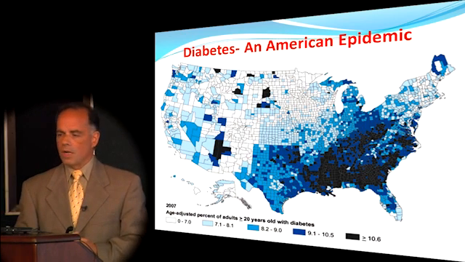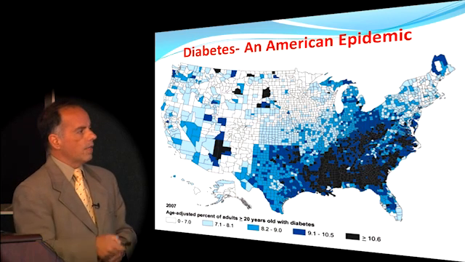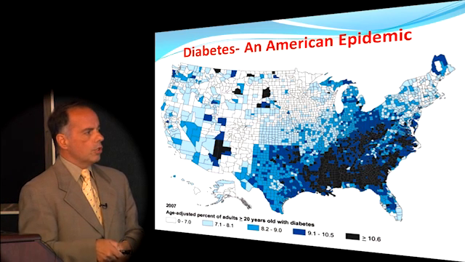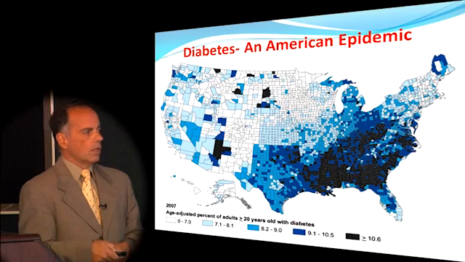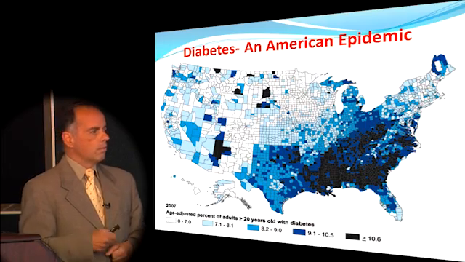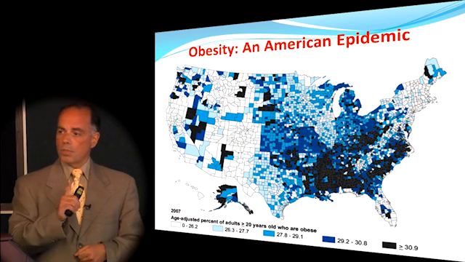I think diabetes is an American epidemic. And this is basically a map of the United States. The darker the concentration is the prevalence of diabetes. Guess where we are? Right down here. And guess what's next door? This is the Deep South. Okay? Now, obesity. We talked about diabetes.